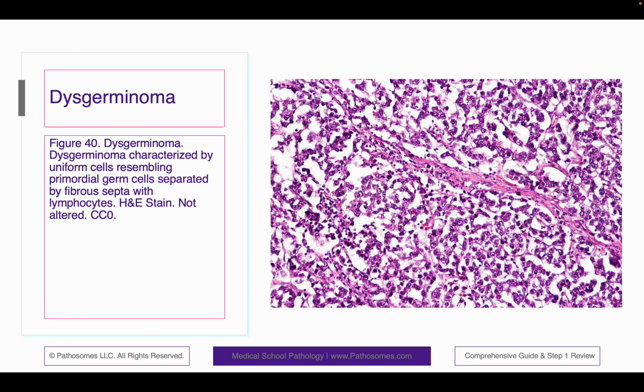And here we have the dysgerminoma that's characterized by those uniform cells again, resembling somewhat of a primordial germ cell picture that's separated from top left to near bottom right by a long fibrous septa. And also notice the lymphocytes in there, those small, well-circumscribed basophilic cells.